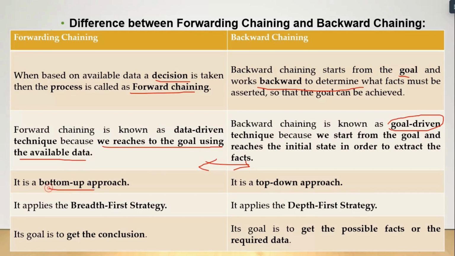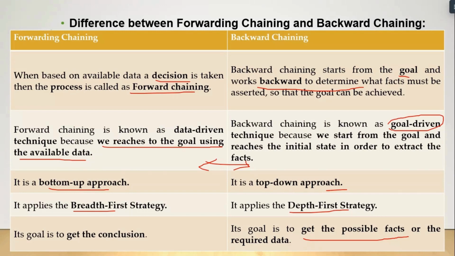Forward chaining uses a bottom-up approach. Backward chaining is a top-down approach. Forward chaining applies breadth first search. Backward chaining applies depth first search. Forward chaining goes from the data to get the conclusions. Backward chaining goes from the goal to get the possible facts or the required data. So this is the main difference between forward chaining and backward chaining.